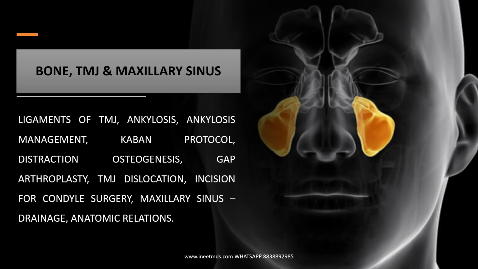Next topic is bone, TMJ and maxillary sinus. So under that you should know the ligaments of TMJ, what is TMJ ankylosis, how do you manage the ankylosis, the surgical management, what is the Kaban protocol, distraction osteogenesis, gap arthroplasty, TMJ dislocation and the management of TMJ dislocation, the different types of incision used for condyle surgery, especially the Al-Kayat-Bramley incision.